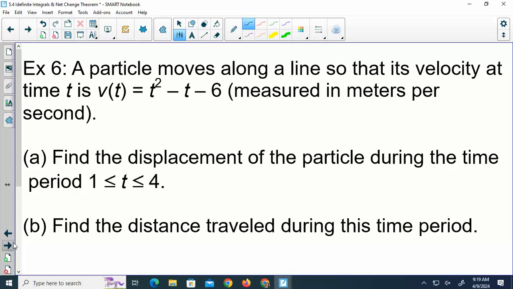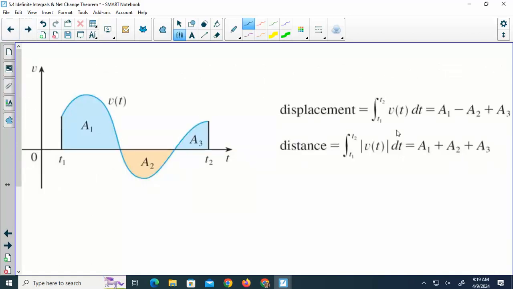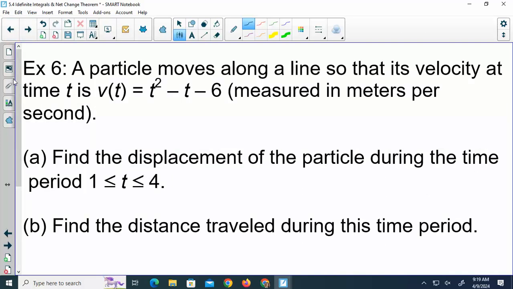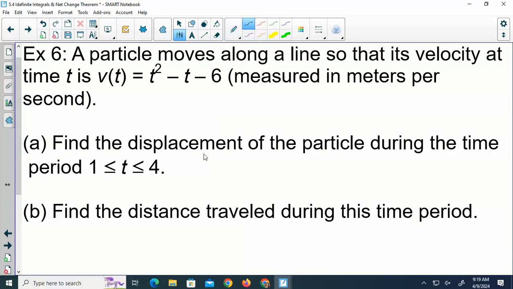All right, so let's take a look at this example. A particle moves along a line, so the velocity is given by this equation. Find the displacement of the particle between 1 and 4 seconds. So displacement means we want to know how far it is from where it started. So we are just going to integrate. And we actually don't even have to break things apart. We just need to integrate from 1 to 4.